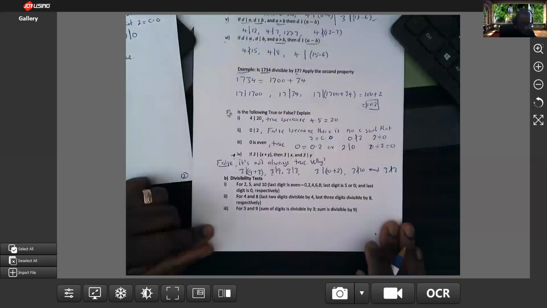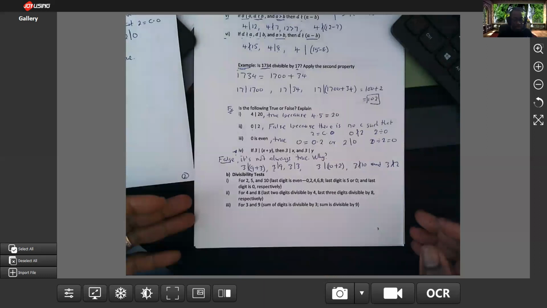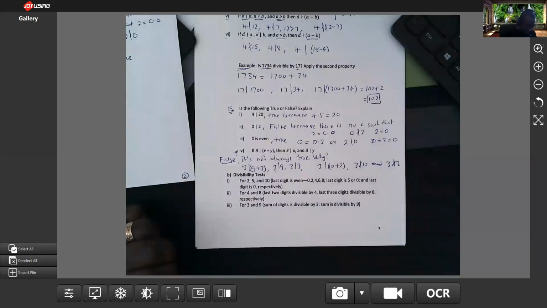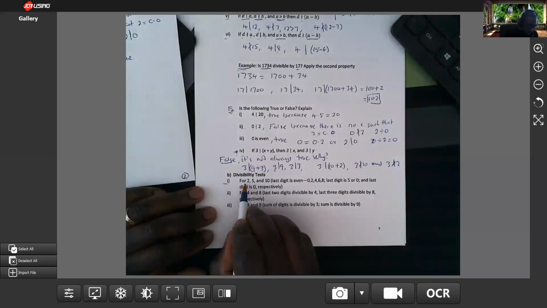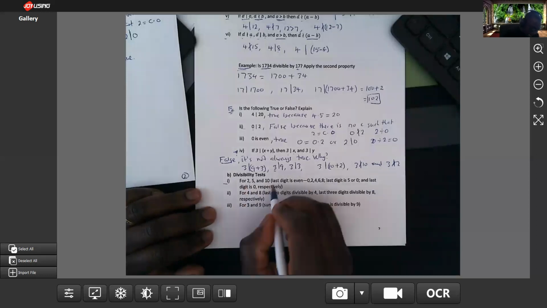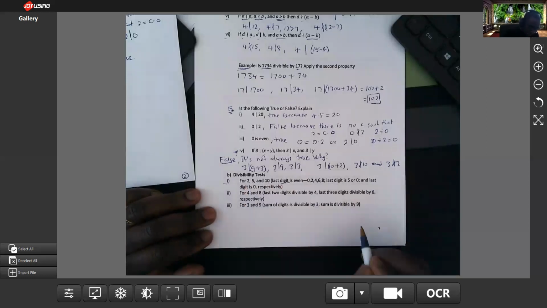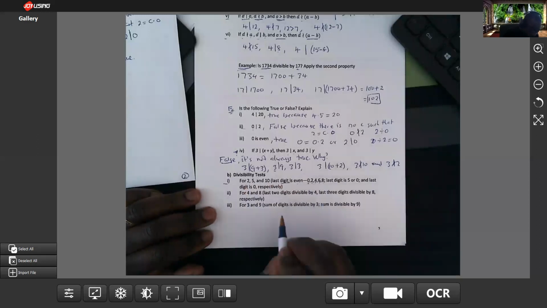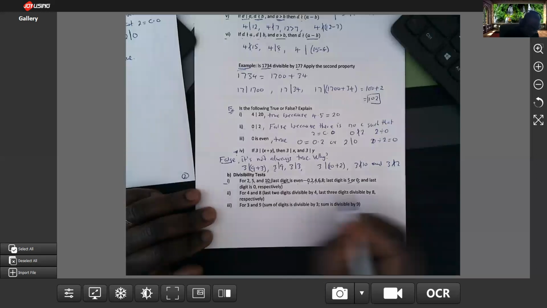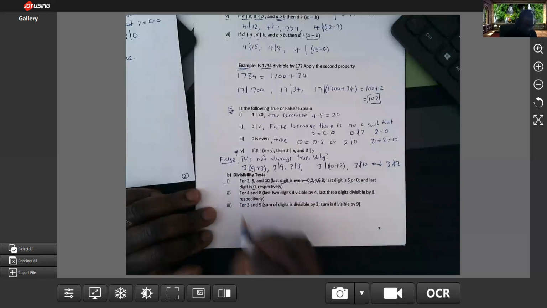Okay, so now let's talk about the divisibility test for 2, 5, 6, and so on and so forth. Now write this down. For the divisibility test for 2, 5, and 10, if it is 2, then the last digit is even. That is, it could be 0, 2, 4, 6, and 8. Now, if it is divisible by 5, the last digit must be 5 or 0. And if it is divisible by 10, the last digit of the number should be 0.